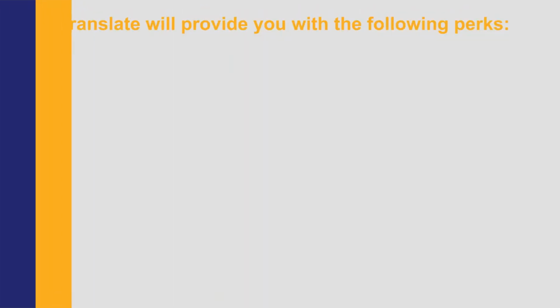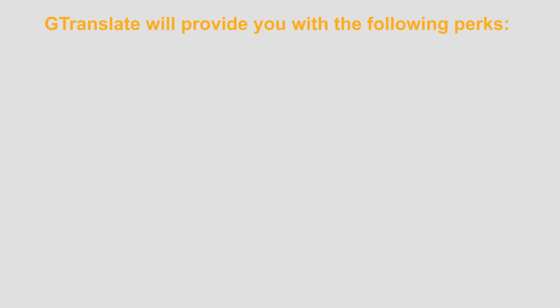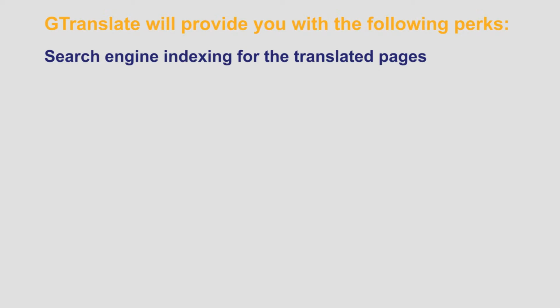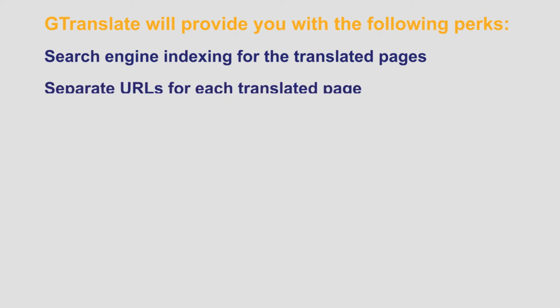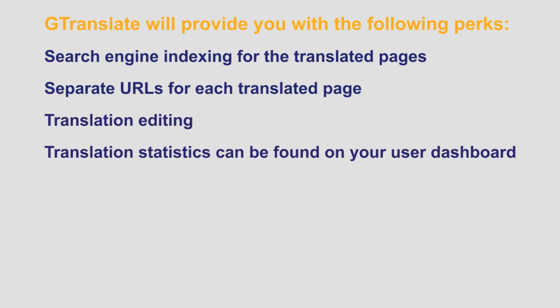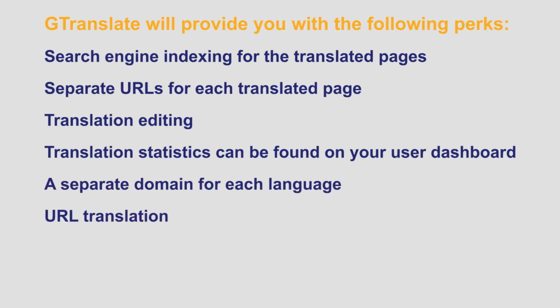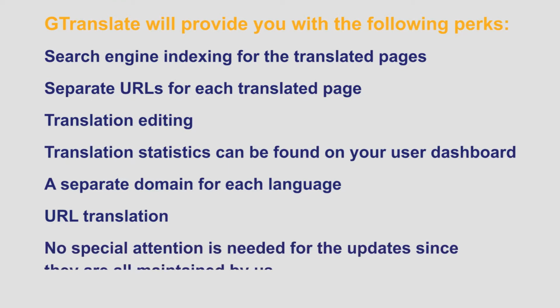Squarespace website. gTranslate will provide you with the following perks: search engine indexing for the translated pages, separate URLs for each translated page, translation editing. Translation statistics can be found on your user dashboard, a separate domain for each language, URL translation. No special attention is needed for the updates, since they are all maintained by us. This is not yet the full list. Should you want to have your website fully localized for a number of audiences, you can request to get one of our most awesome services, proofreading by a native speaker and translation by a certified translator.